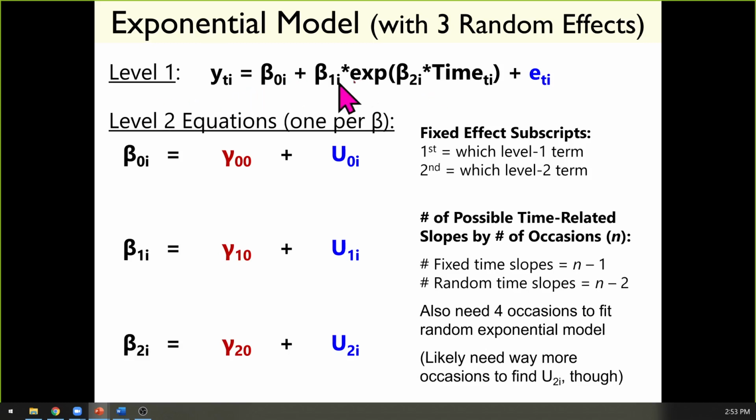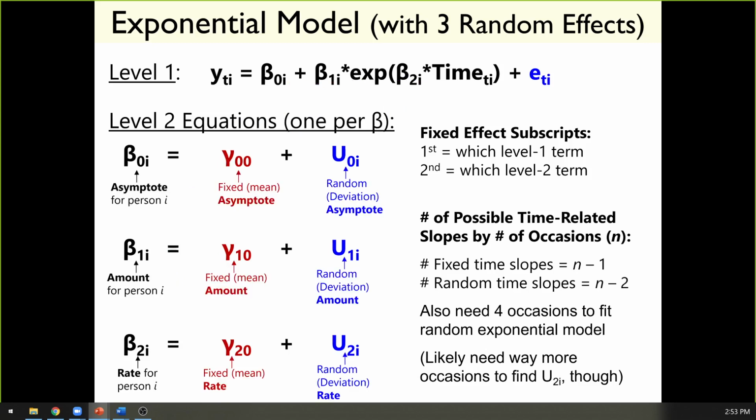So the nonlinear part here is in level 1, but level 2 looks awfully similar to the rest of our models, right? We have three individual parameters. Rather than having an intercept as beta 0, I've phrased it as an asymptote. The red part is the fixed part for what happens on average, and the blue part is how far off your version of it is. So each of these individual parameters for an asymptote, an amount, and a rate can have a fixed part, which is the common average trajectory, and a random part, which is how far you differ from each of those parameters.